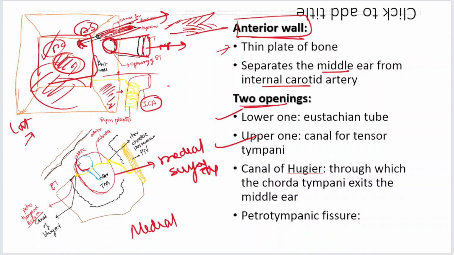Here you have the handle, this is the head of the malleus, and this is the handle of the malleus. Head of the malleus and handle of the malleus.